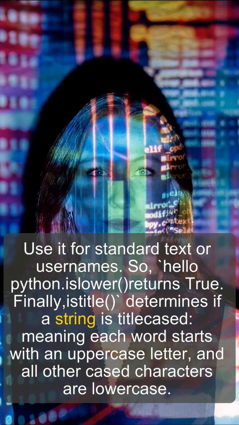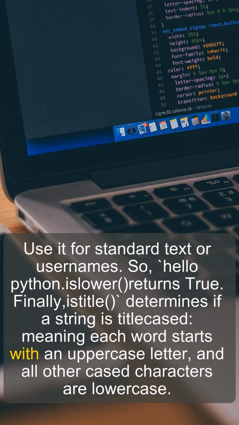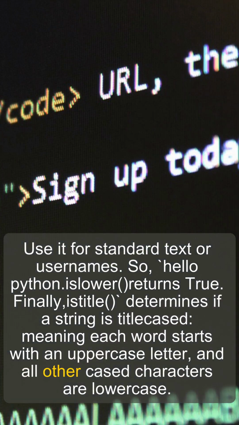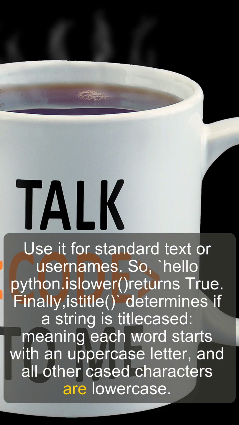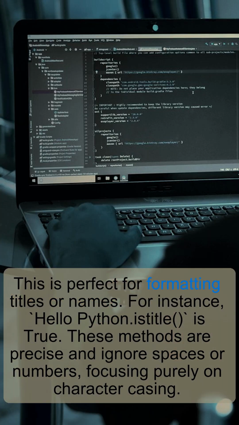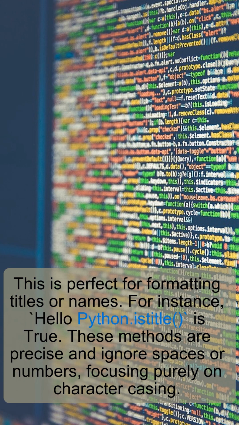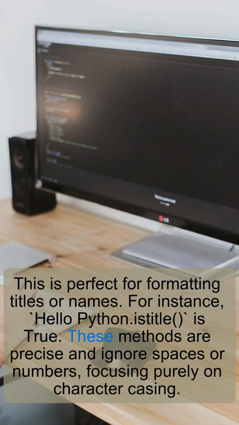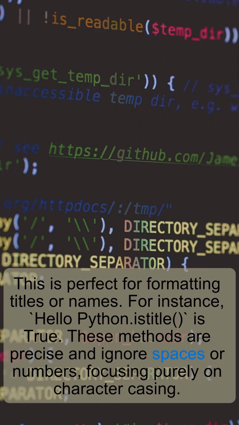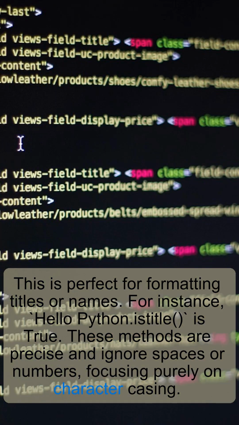Finally, istitle determines if a string is title cased, meaning each word starts with an uppercase letter, and all other cased characters are lowercase. This is perfect for formatting titles or names. For instance, "Hello Python".istitle() is true. These methods are precise and ignore spaces or numbers, focusing purely on character casing.